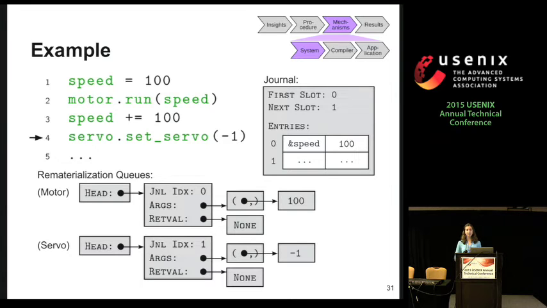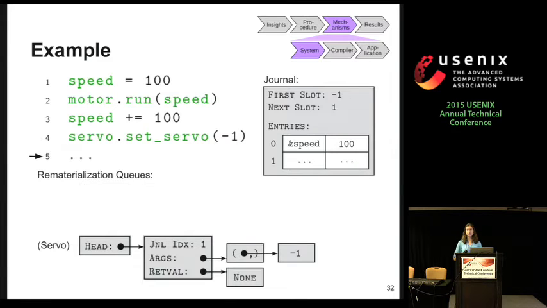Now, imagine that in line 5, the write to the motor in line 2 is acked. In this case, we can free that queue entry and update first slot. So typically, first slot would actually be given now the earliest value of all of the journal indices across all of the live rematerialization queue entries, which right now is 1. But in this case, that would cause first slot and next slot to be equal. So that means the journal is empty again. And so we'll set the first slot back to -1.